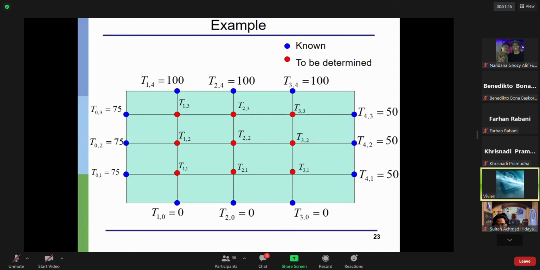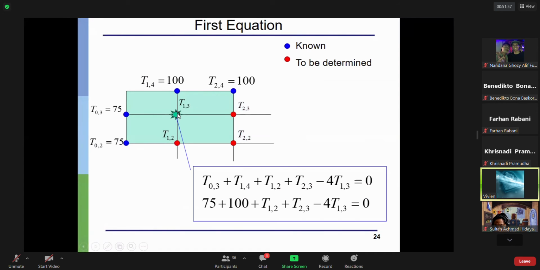Now we see the same calculation again. We can find it for the top one here, which is T13. At this node, we have T03 plus T14 plus T12 plus T23 minus 4 times the point itself, T13, equal to 0. The boundary nodes here are T03, which is 75, and T14, which is 100 on the top boundary. We can insert that, and it can be moved to the right-hand side. The boundary condition value becomes the right-hand side.